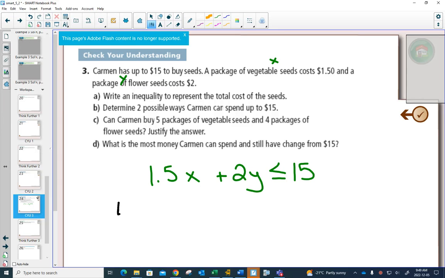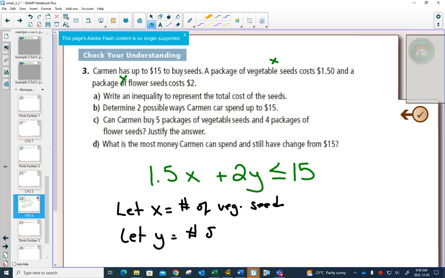So sometimes in questions, we actually write out what X stood for. So we wrote out that X equals the number of vegetable seeds, Y equals the number of flower seeds. So in total, it has to be less than or equal to $15.